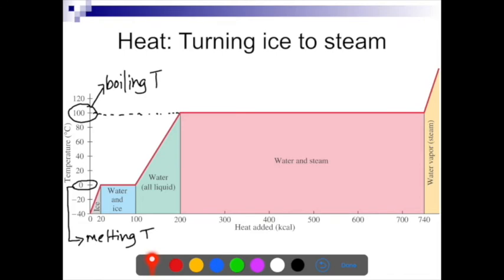Now, when all of the water has been converted to steam, that's this point here. When all of the water has been converted to steam, and you only have a single phase, which is the gaseous phase in the form of steam, any heat added to single gaseous phase steam will cause the temperature of the steam to change. It will increase the temperature of steam.